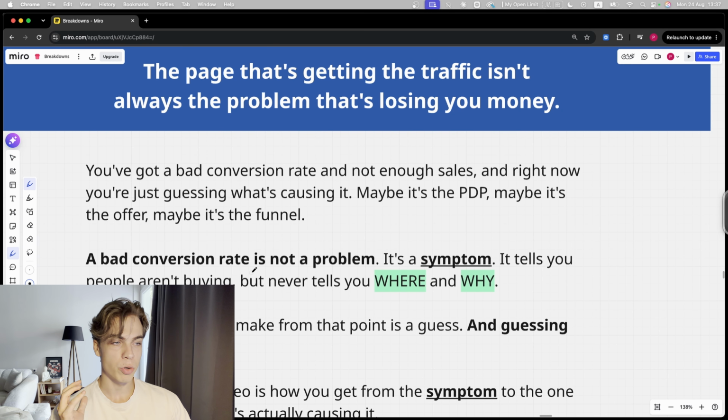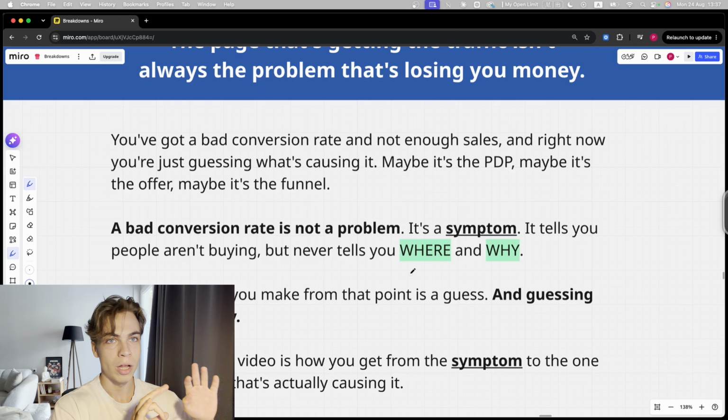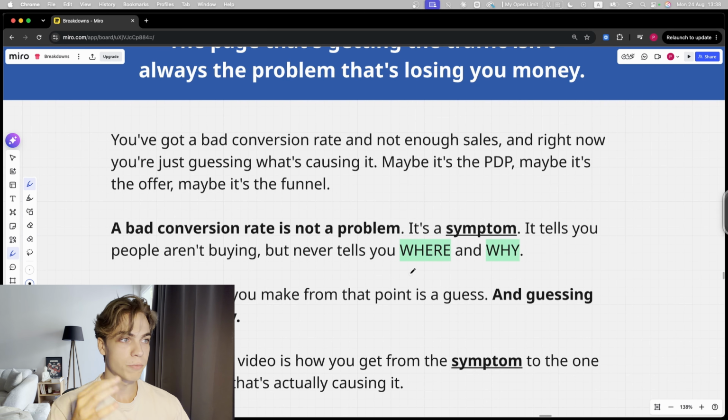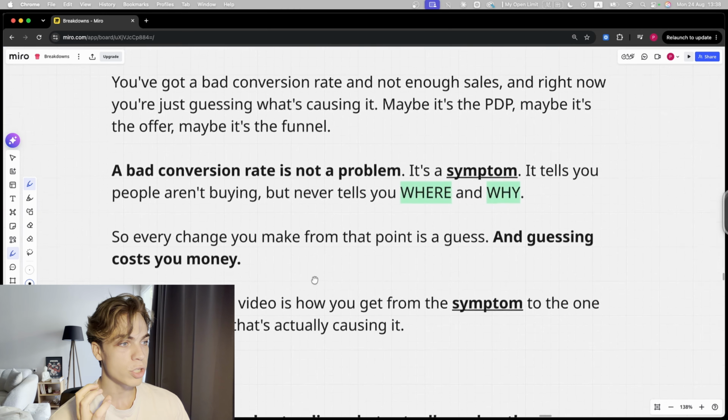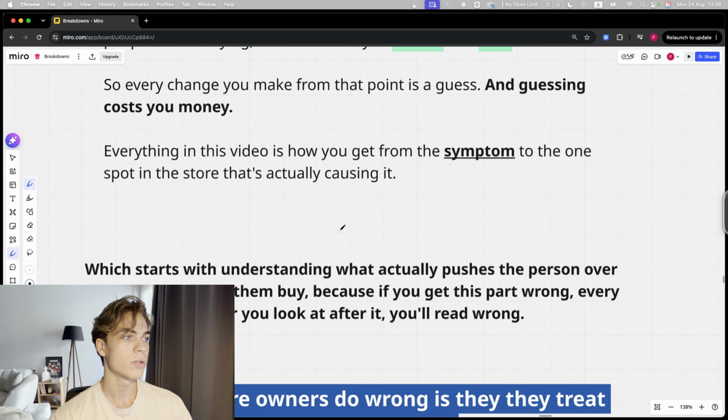It tells you that people aren't buying, but it doesn't tell you where these people aren't buying and why. So every change that you make from that point is basically just a guess, and guessing costs you money. I know you see a bad conversion rate and you go on Google or YouTube and search, hey, top 5 changes to increase conversion rate. That doesn't work, okay? Everything in this video is basically showing you how to get from the symptom to the one spot in your store that is actually causing the bad conversion rate, which starts with understanding what actually pushes the person over the line to make them buy.